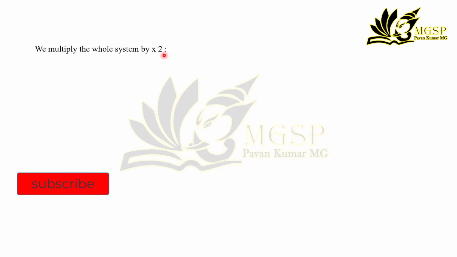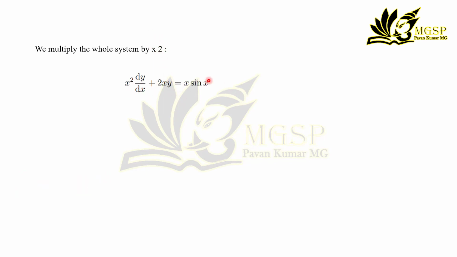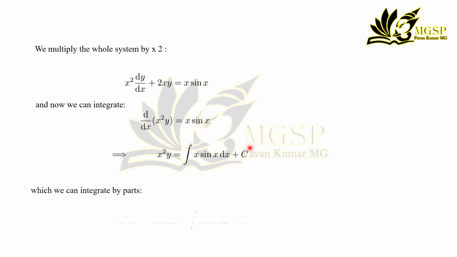We multiply the whole equation by x square. So x square multiplying this term, we then get d by dx of x square y. Then do the integrating. So x square y is equal to the integral of x sin x dx plus c. I think you can solve this by using integration by parts.